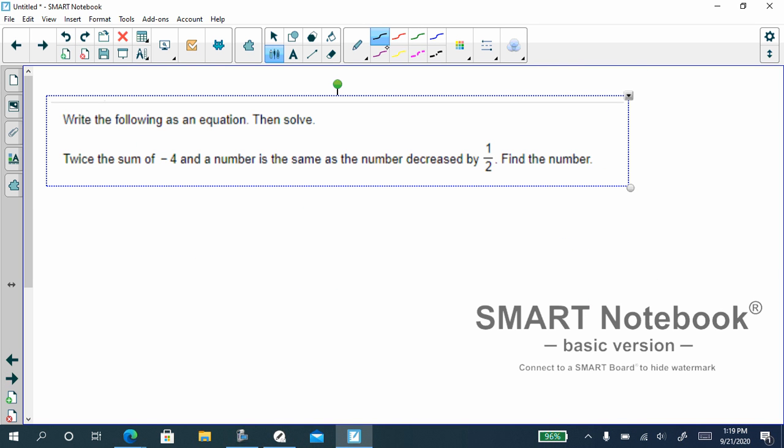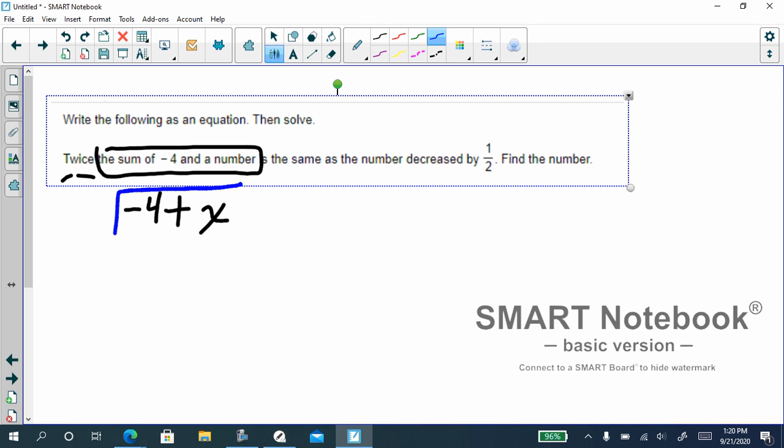All right, so they give us another equation in words. So we have to first translate it into symbols. So twice the sum of negative 4 and a number. So the sum means add, negative 4 and a number. So negative 4 and the number added together is this. We want twice that. So how do you get twice something? You double it, and how do you double it? You multiply it times 2. So we need to take that and multiply it times 2.